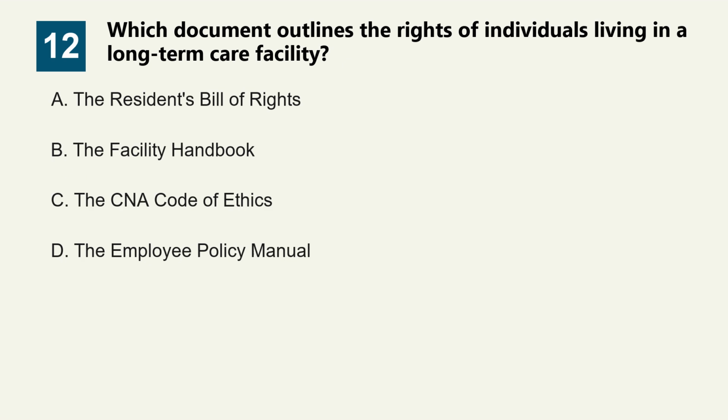Question 12. Which document outlines the rights of individuals living in a long-term care facility? Option A. The Resident's Bill of Rights. Option B. The Facility Handbook. Option C. The CNA Code of Ethics. Option D. The Employee Policy Manual. The correct answer is option A. The Resident's Bill of Rights.